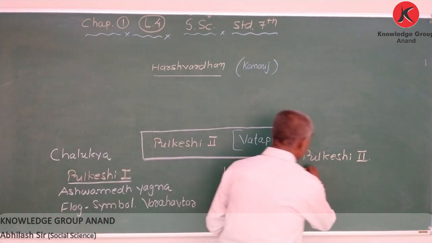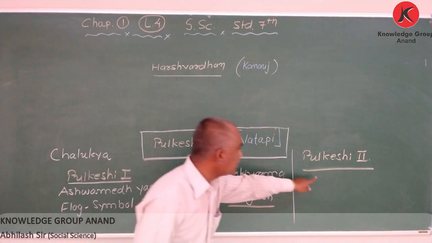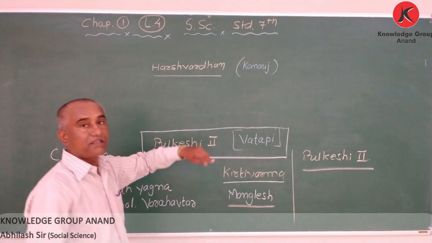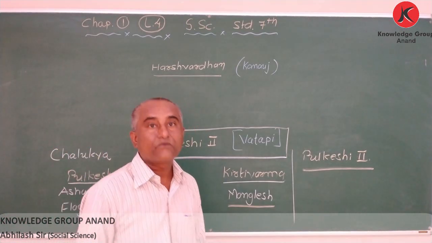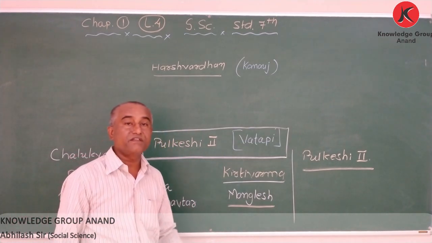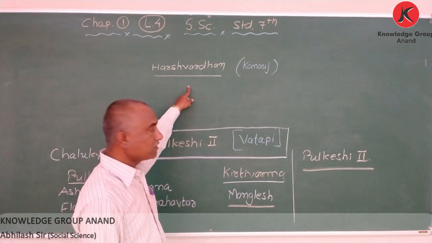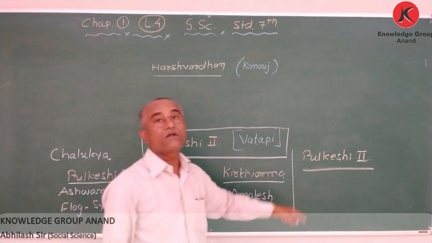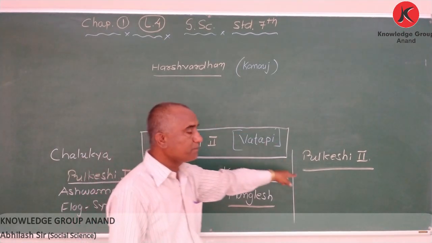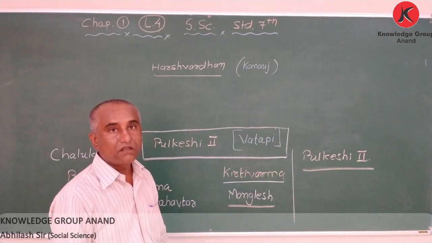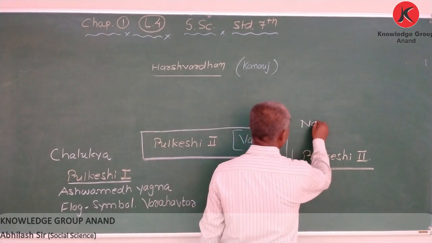My dear students, it means Pulkeshi II and Harshvardhana belonged to the same period. We can say they were contemporary. Contemporary means same period. He was a great king in the north and the other was a great king of the south. Harshvardhana and Pulkeshi II fought a big battle at the bank of river Narmada. Where is it?